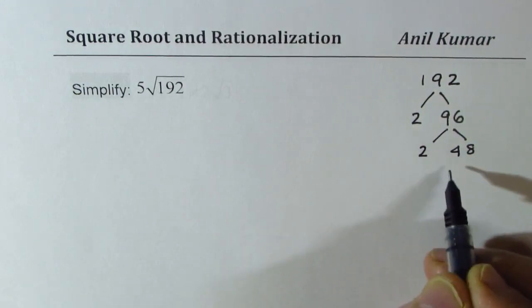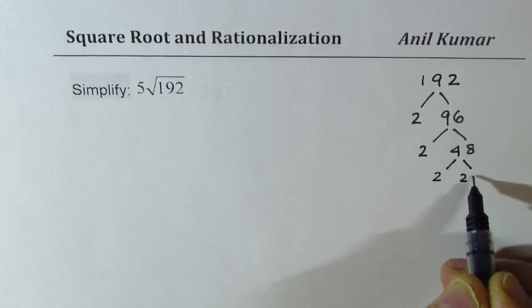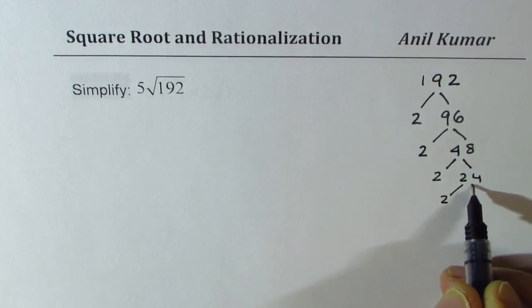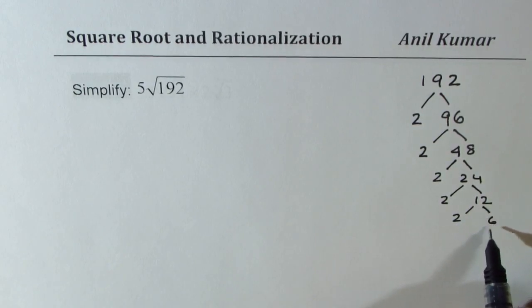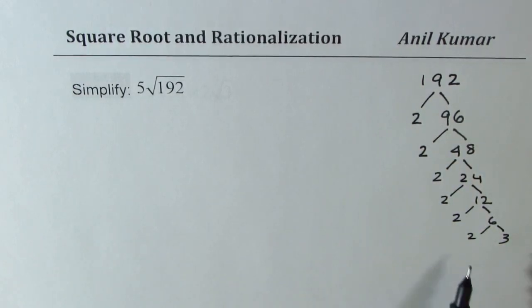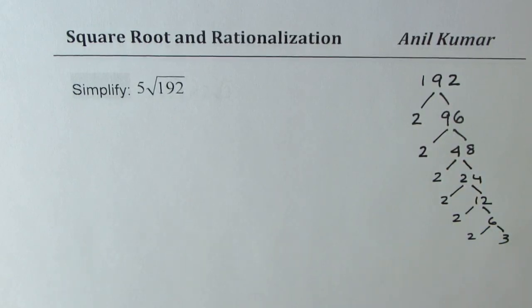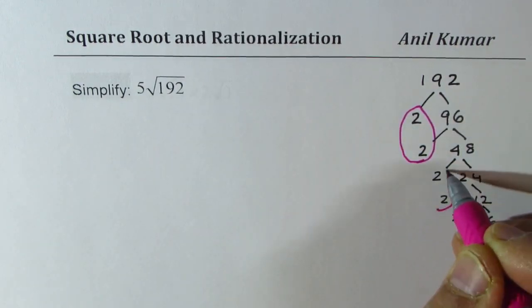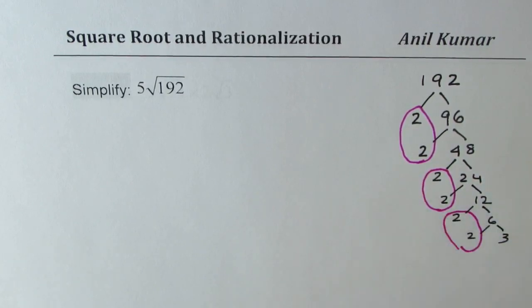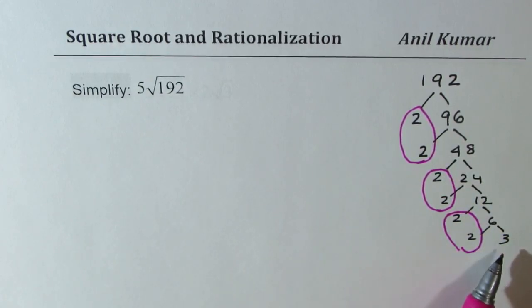Now 48, we could follow this process and go further, saying 2 times what? We get 2 times 24, and then 2 times 12, and then 2 times 6, and then 2 times 3. So we could kind of do prime factorization. This is a lengthy method. You get 1, 2, 3, 4, 5, 6 2's, right? You could actually pair up these 2's to find the square root. So this pairs up into 1, another pair, and then we have one more pair, right? So we get 2 to the power of 6 kind of, times 3.